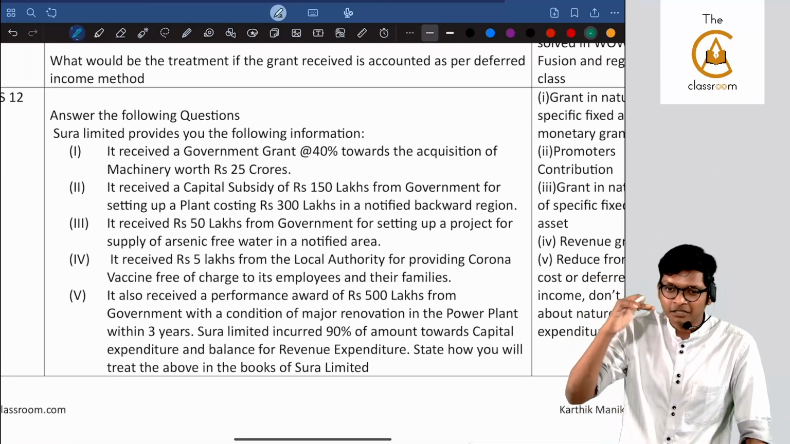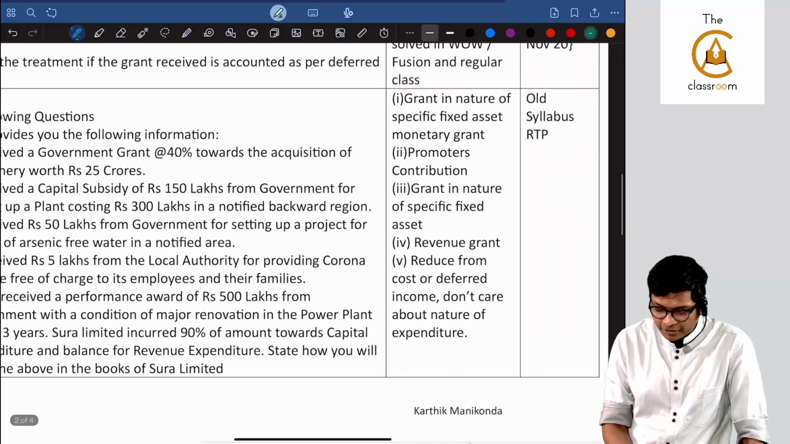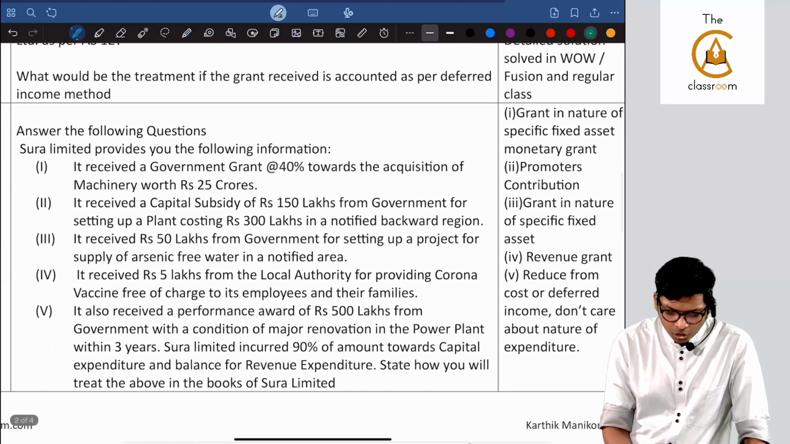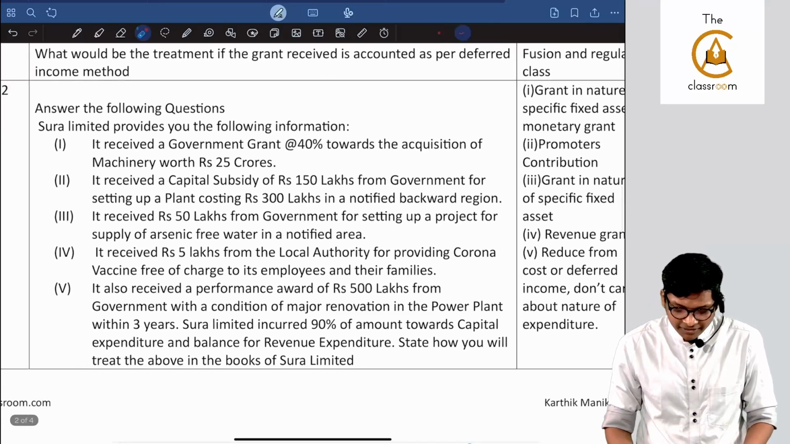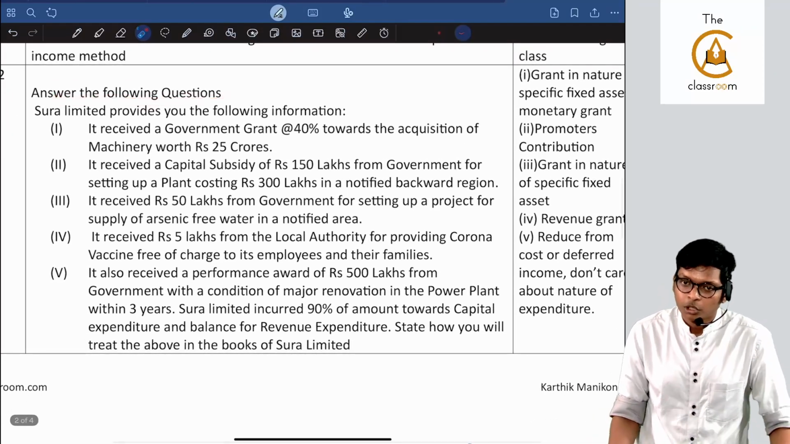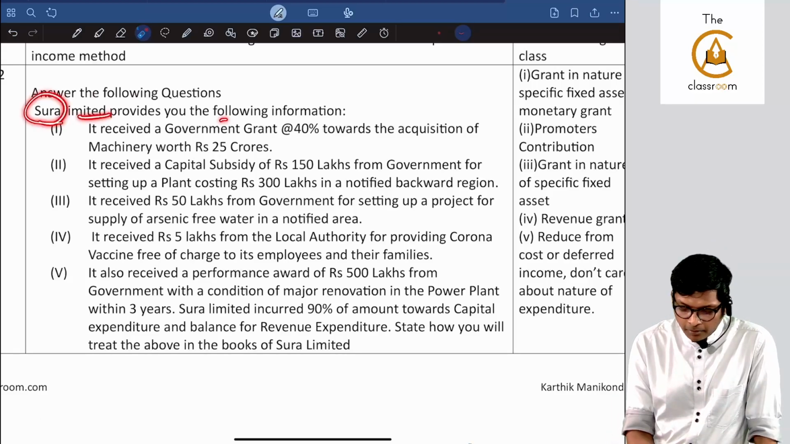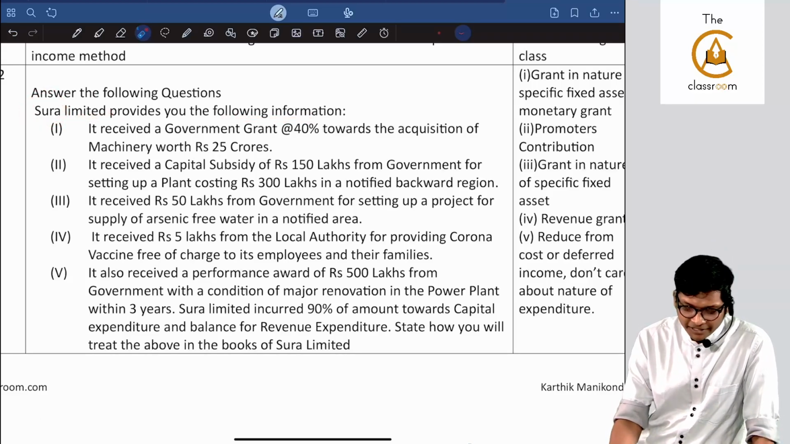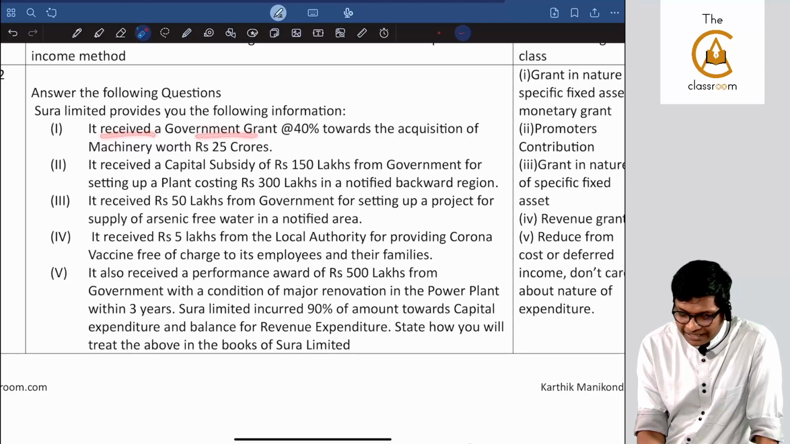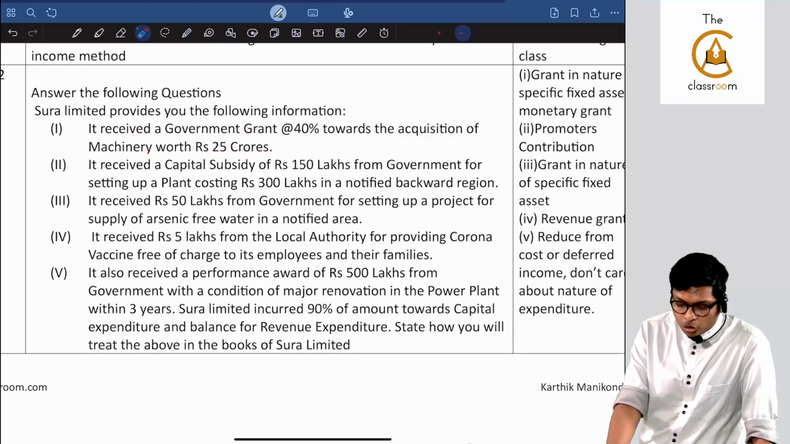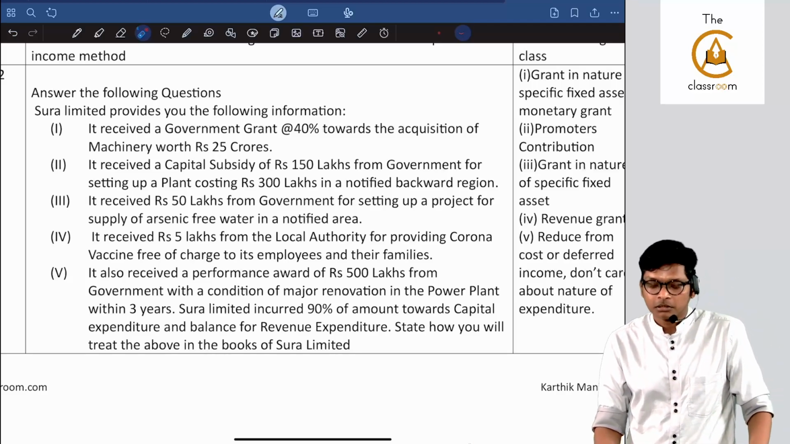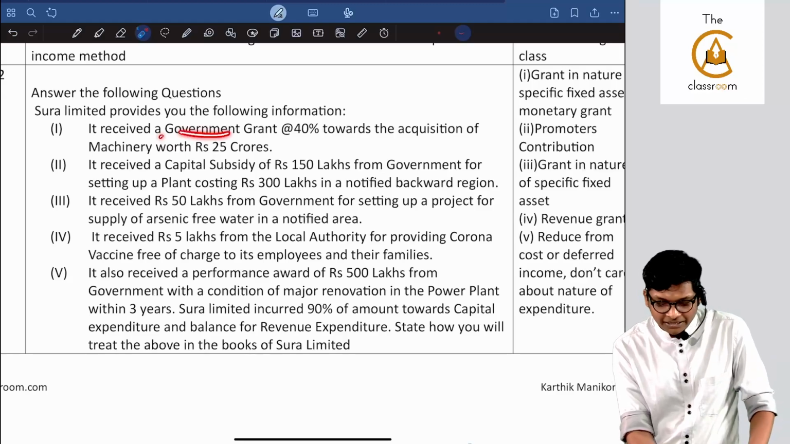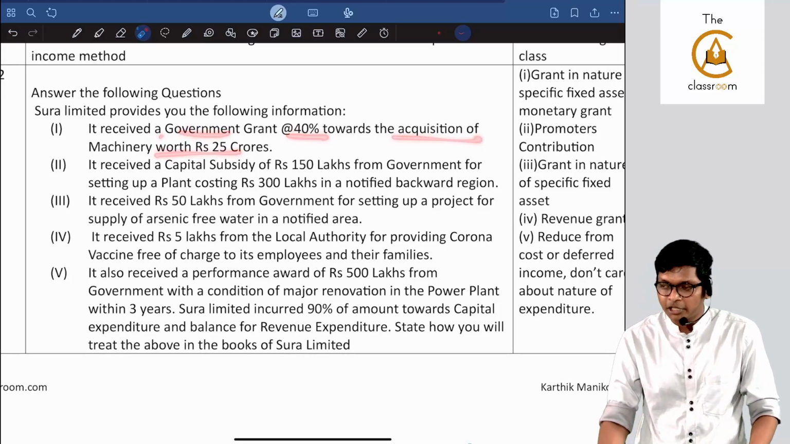One easy question, one little heavy question. Again, we will take one Dabba question from the whole syllabus RTP to cover all the quick points in this. Let's take the Dabba one, guys. Answer the following questions. Sura Limited provides you the following information. It received a government grant at 40% towards acquisition of machinery worth 25 crores. Each point you have to tell what grant it is. What is this? It received a government grant at 40% towards acquisition of machinery of 25 crores.